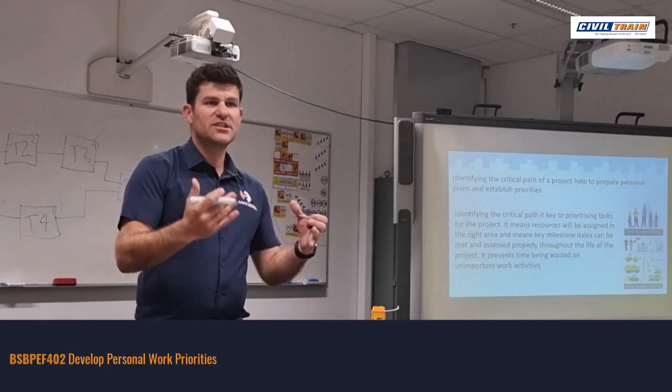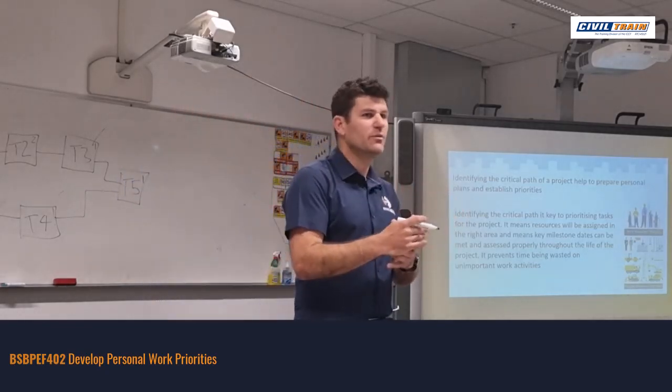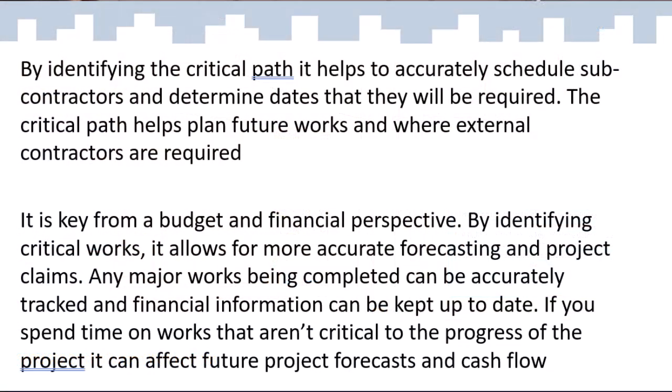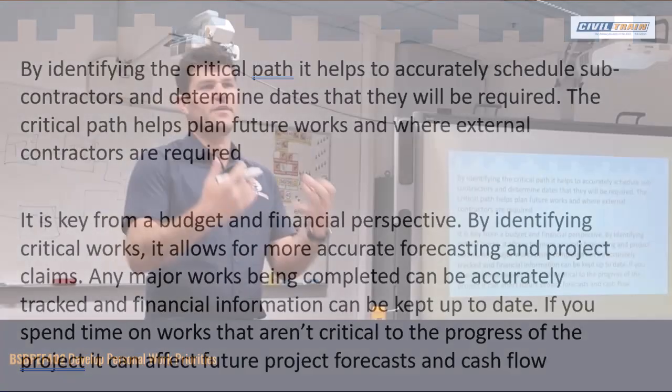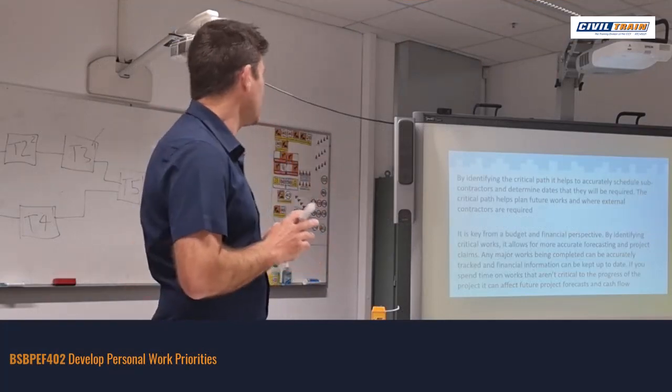It's always good to have contingencies, but if we did all those activities first, then obviously we're detracting from completing our main objective. So by identifying the critical path, it helps accurately schedule subcontractors and determine dates that will be required. The critical path helps plan future works and where external contractors are required. So again, all we're saying is we just don't want to affect the critical path, because that's going to make sure that the project is finished on time.